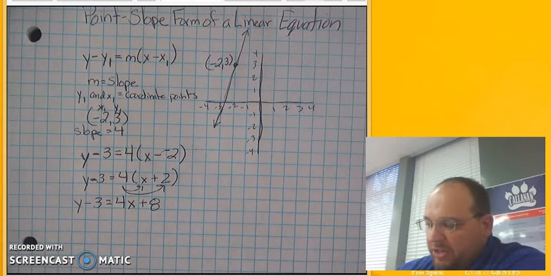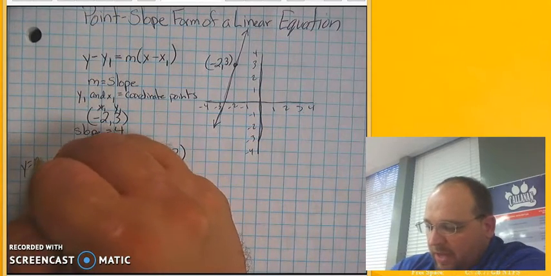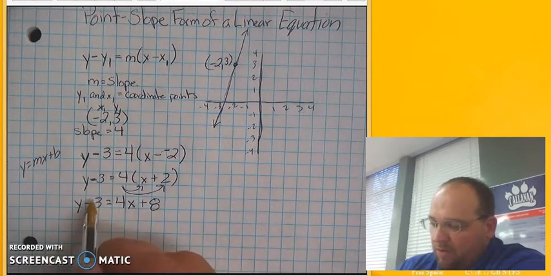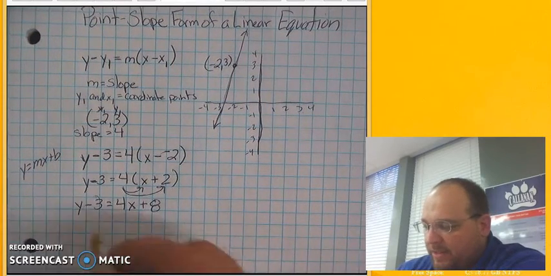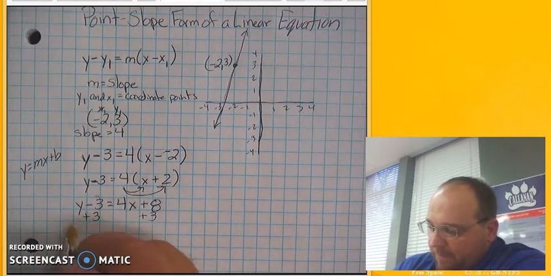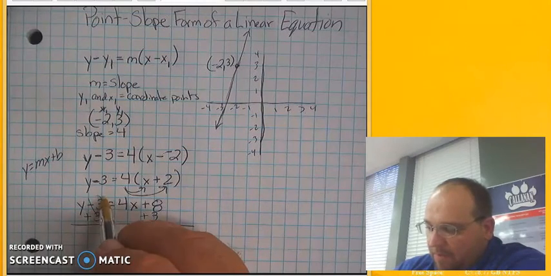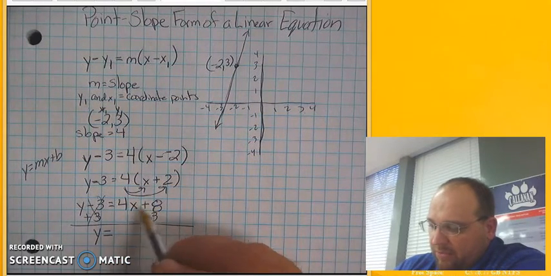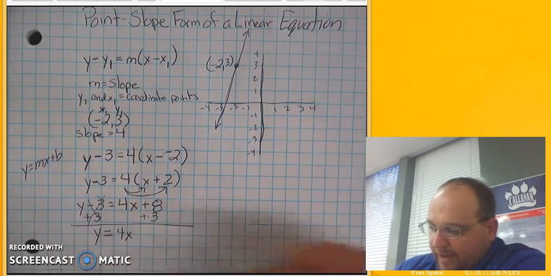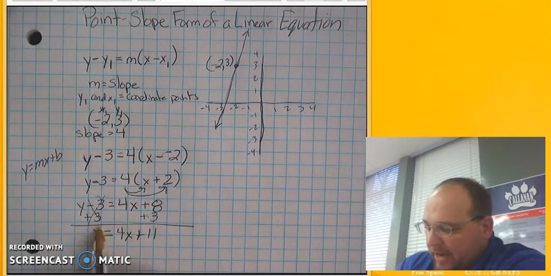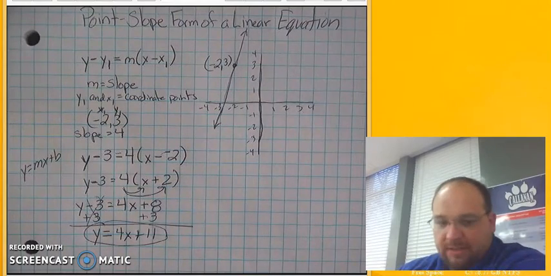Reminder, my goal is to get it in this format, y equals mx plus b. I have the y, so I need to get the y by itself. Right now, there's a minus 3 there, so I need to get rid of it by adding 3. Because I want to keep it balanced, I'm going to do the same thing to the other side. As a result, the y minus 3 and plus 3 cancel out. That leaves me with just y equals 4x, plus 8 plus 3 is 11, because the 3 and the 4x are not like terms. So the equation of my line is y equals 4x plus 11.